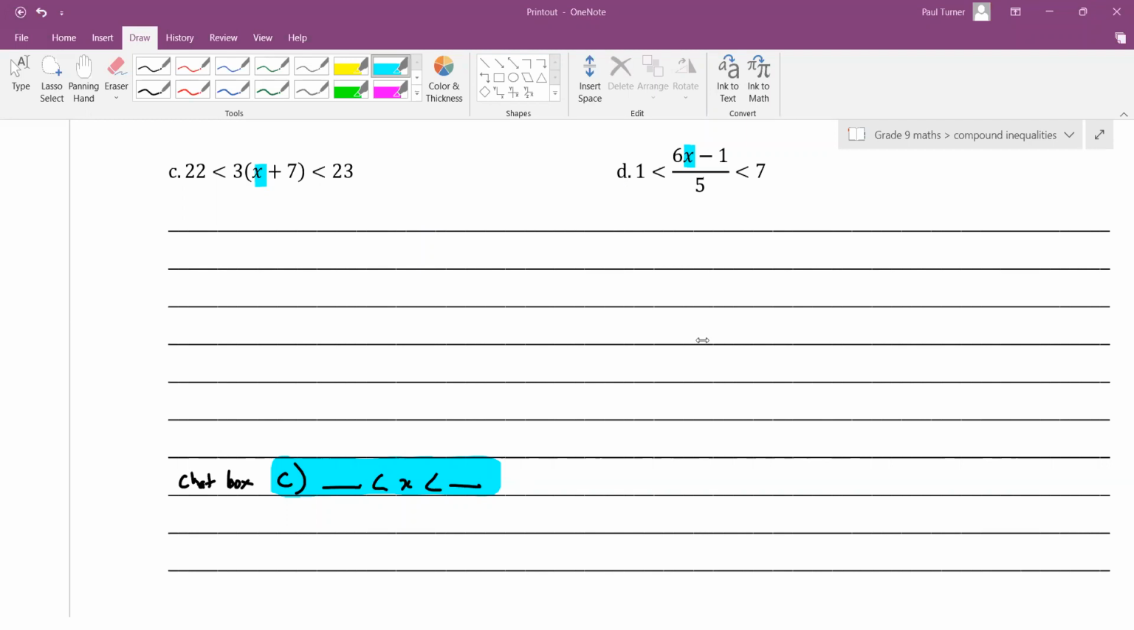Let's see what we got. Yeah, you may end up with fractions in this question, all right? That's fine. You do actually. You're going to get fractions for this one.